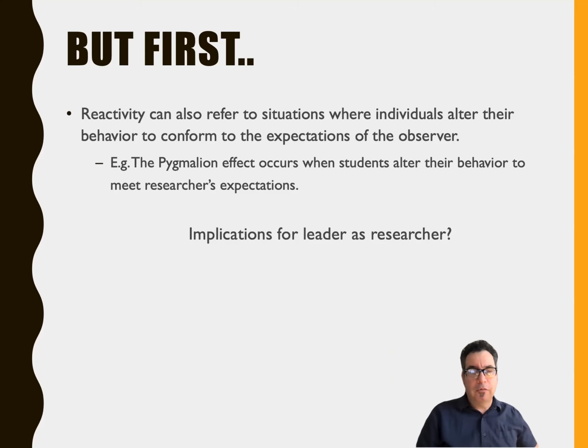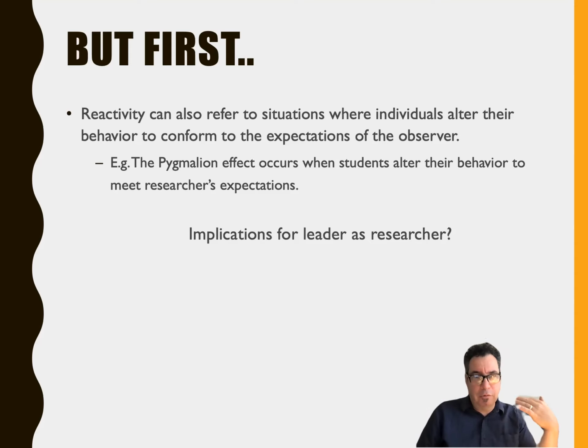Now, one thing you also want to consider is what's called reactivity, and this can refer to a situation when individuals, i.e., the people that you're researching, alter their behavior to conform to the expectations of the observer. So, for example, there's something known as the Pygmalion effect. It occurs when students or those who are being observed alter their behavior to meet the researcher's expectations. So what does this mean?